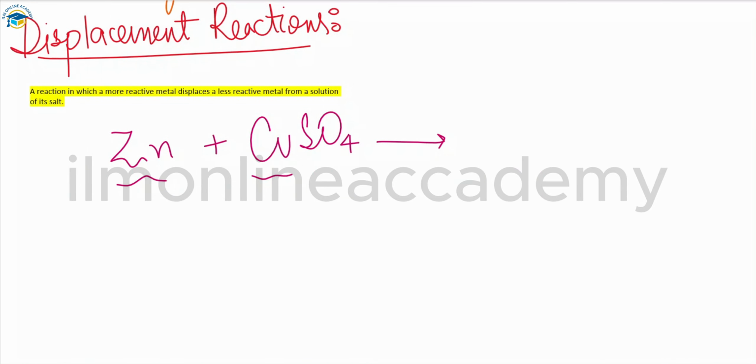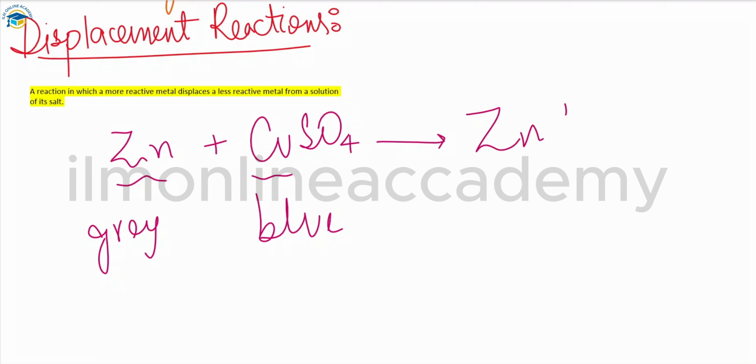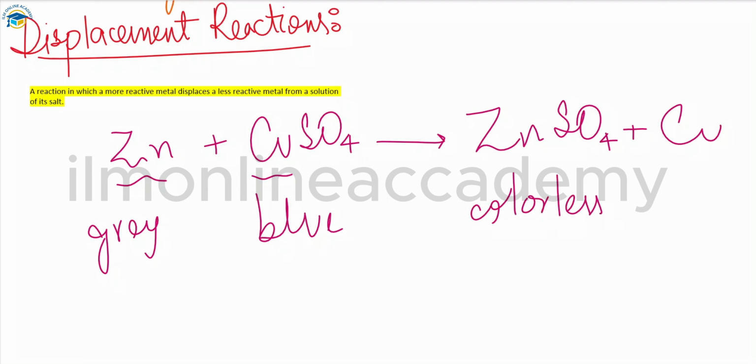So in this reaction, what will happen? We have zinc that is present in gray color, and we have copper sulfate solution, which is blue. Copper sulfate is an aqueous solution. When it reacts, it forms zinc sulfate. Zinc can replace the copper because zinc is more reactive, plus copper will be present there as a metal. We have a colorless solution of the zinc sulfate, and copper is present in the red brown color.